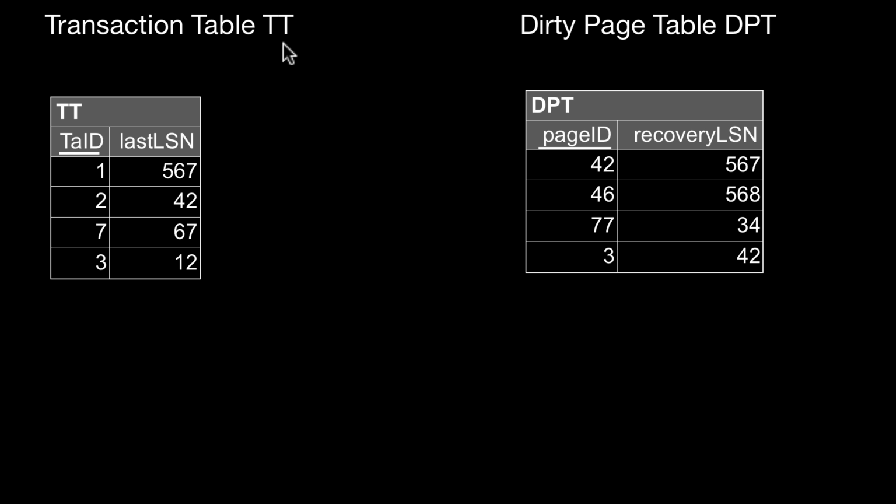In the transaction table, I have this primary key, transaction ID. That's the key of the transaction. That's globally unique in the database system. And that helps me identify each and every transaction that is run in the database system.